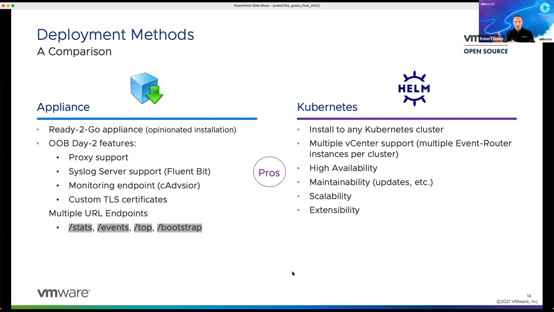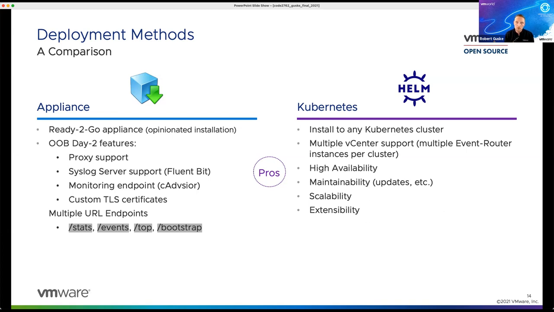And on the other side, the pros for the Kubernetes native installation is that you are not depending on the solution provider, let's call it that way. You can install it basically to any Kubernetes cluster, and there isn't this one-to-one mapping. There is a one-to-one mapping appliance to vCenter server. In the native Kubernetes way, you can easily implement or roll out multiple event router instances, and then you have this many-to-many relationship. And of course, high availability.